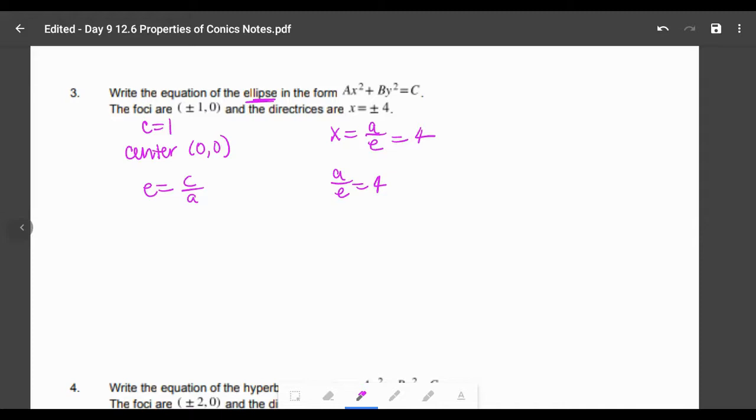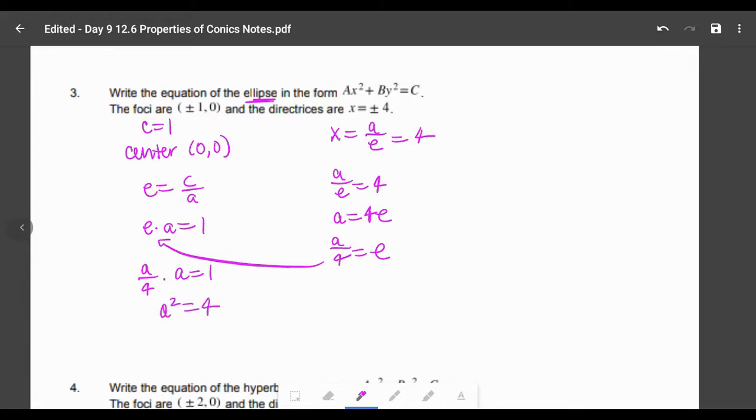And if I have these two equations, really the only thing I can try to substitute is that c is equal to 1. So e times a is equal to 1. But then I also have another equation that says a over e is equal to 4. So if I move things around, I get a equals 4e, so e is equal to a over 4. And I can now take that and substitute it into this equation. So I have a over 4 times a equals 1, which becomes a squared equals 4.